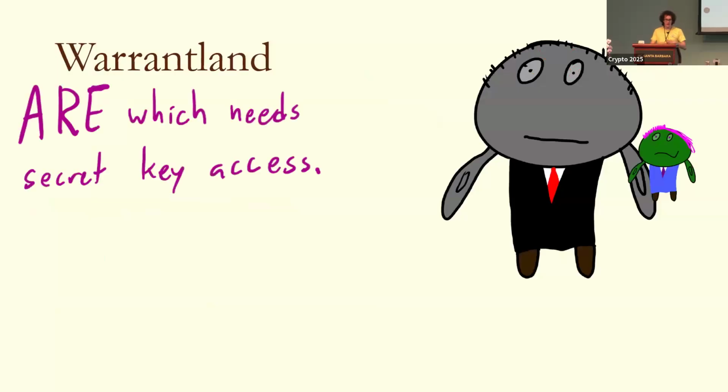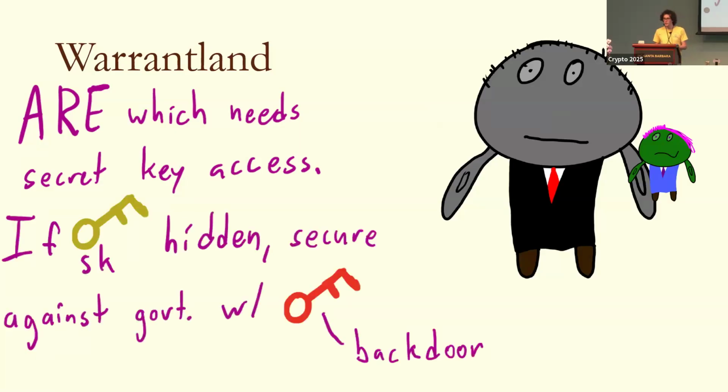For warrant land, we will define an anamorphic resistant encryption scheme which needs secret key access. That is, you should not be able to detect anamorphisms without the secret key. And even if the government has some sort of backdoor, encryption should still be secure. So as long as the secret key is hidden, the encryption should be secure, and the government should not even know if anamorphic messages are sent. And again, in the random oracle model.